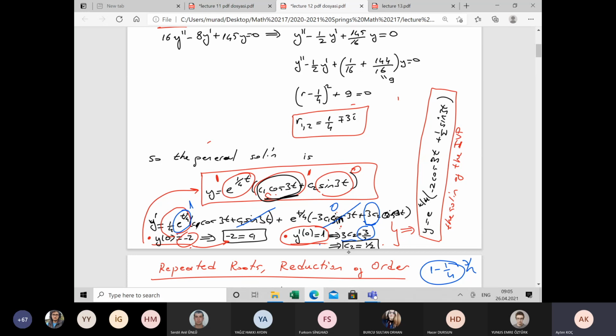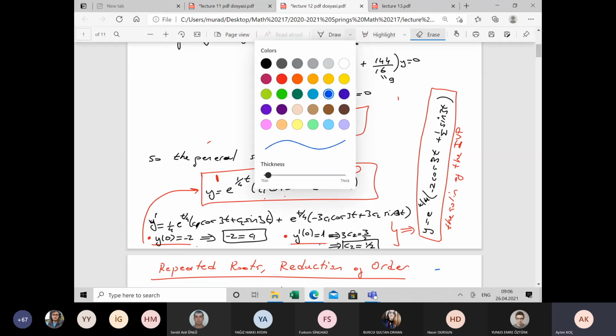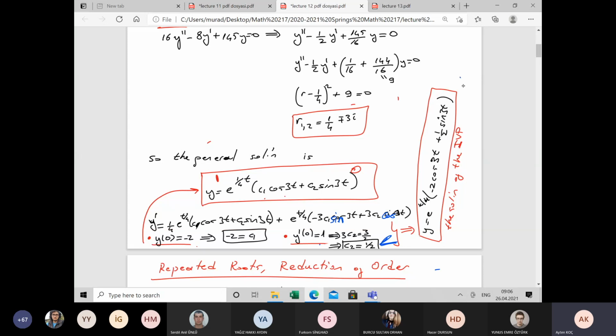It's okay. C2 is, yes, but here this one should be sine. This one should be sine, and this one cosine. There's a typo, but the C2 is true. It's okay. There's a typo here. So we obtain the solution of the initial value problem. It's okay.